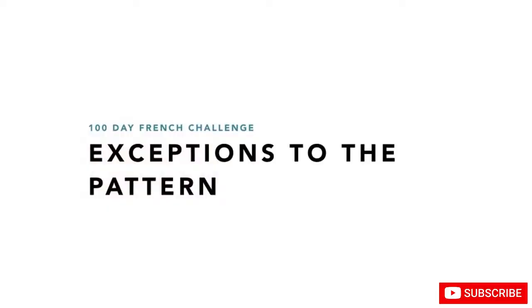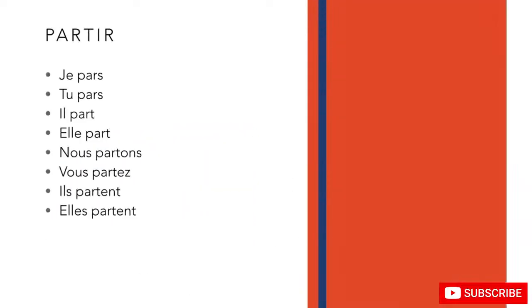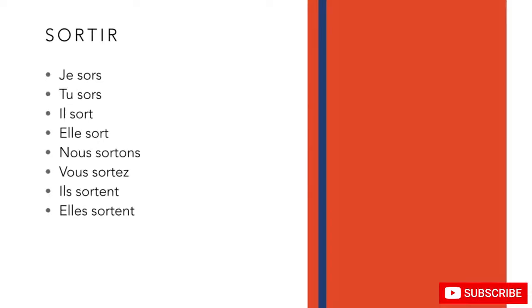So of course there's some exceptions to the pattern. Just a couple are partir, je pars, tu pars, il part, elle part, nous partons, vous partez, ils partent, elles partent. So you'll notice that partir is entirely irregular, and partir means to leave, like to depart. And then we have sortir, which also means to leave, but more so exit, like exit a building, whereas partir is like leave the house, like leave for a flight type thing.